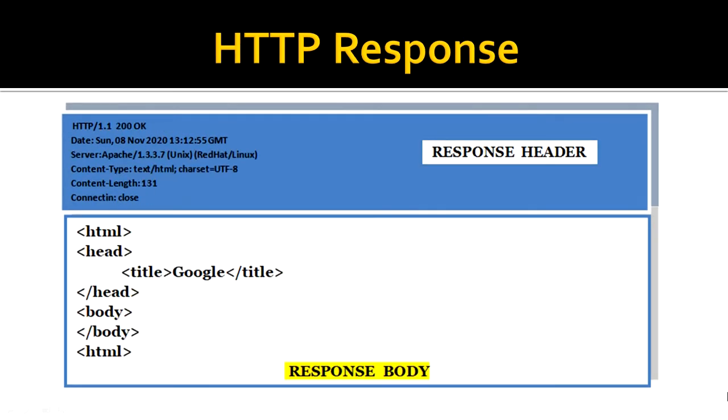Now let us quickly have a look at how the HTTP response looks like. It also has two major sections, the first being the response header and the second is the response body. However, if you look closely, then you'll find that the response header contains a status code and a bunch of other information as attached by the server, and the body of the response contains the actual code for the website that we requested for. So suppose we requested for google.com. Then the HTML code for Google will be contained within the response body.